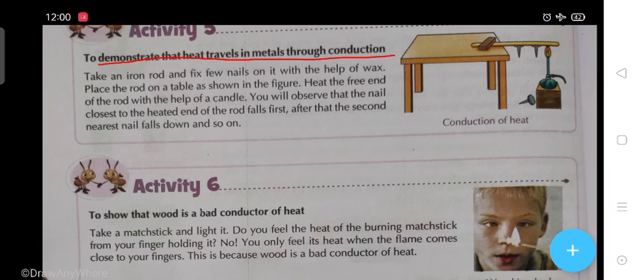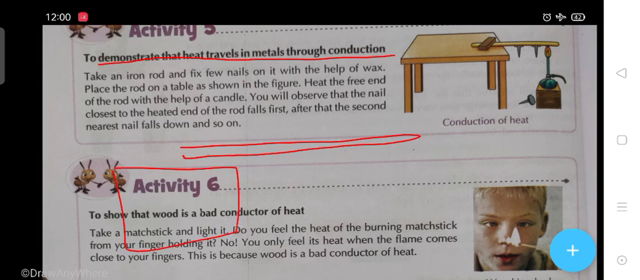So students, in this activity, what we have to do is take a metallic rod and place it on a bench. Then we have to take some wax, and with the help of wax we have to stick some iron nails, and one end of that rod will be heated by a lighted candle.